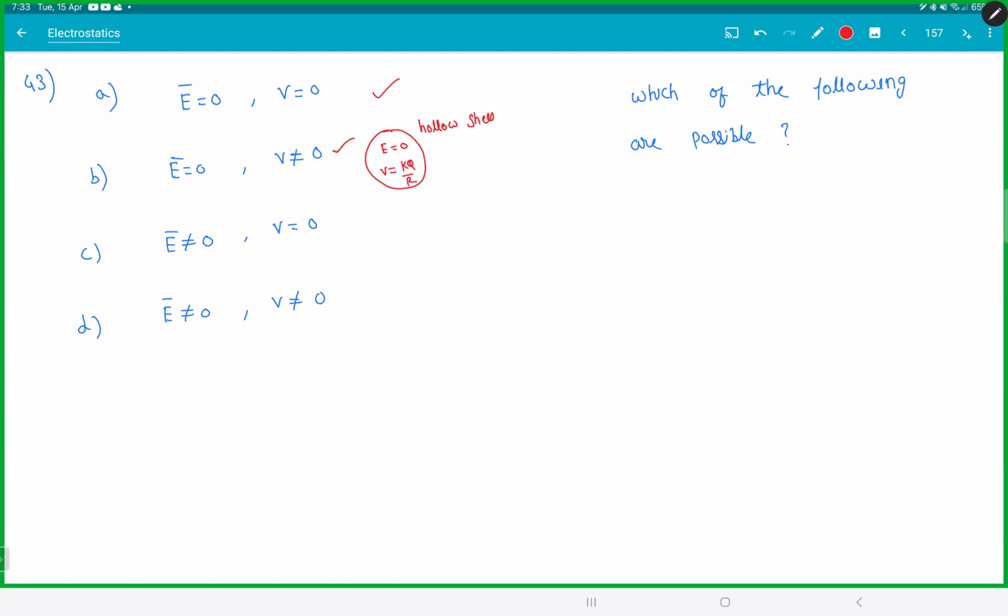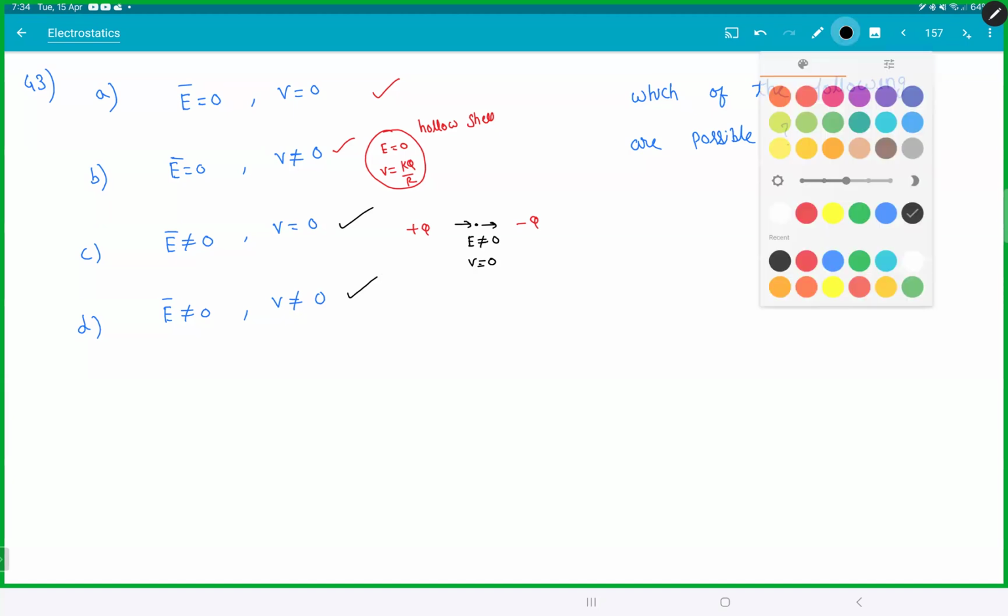That is also right. E not 0, but V is 0. If you put a plus Q charge and a minus Q charge, at the center, what is the field? At the center, field is not 0, but potential is 0. Because plus Q will push, minus Q will attract. So field will be this. This is also right. This is anyway right.